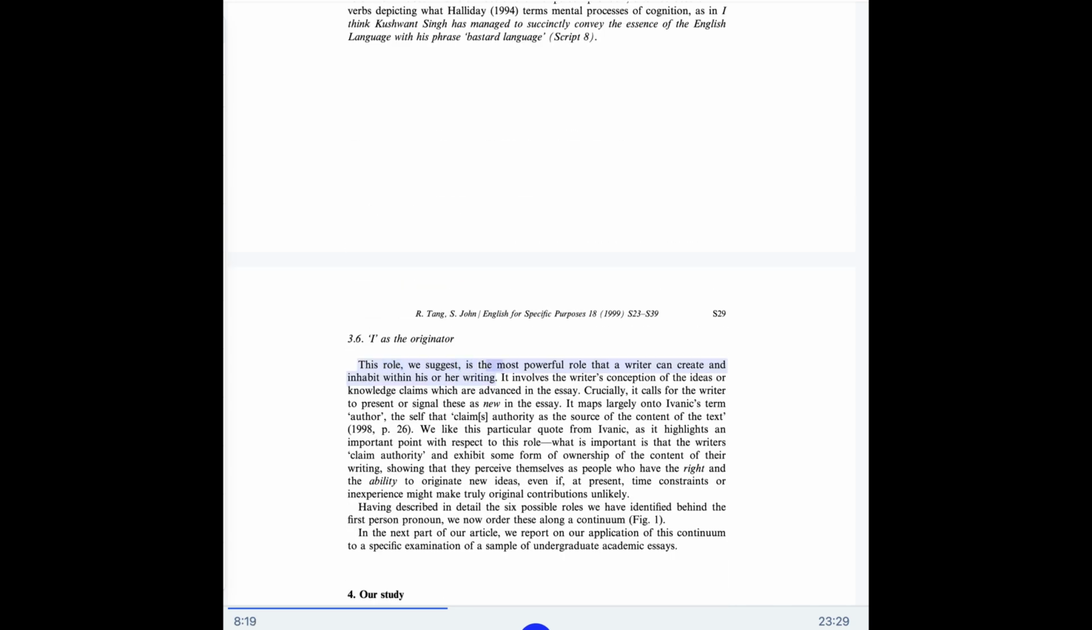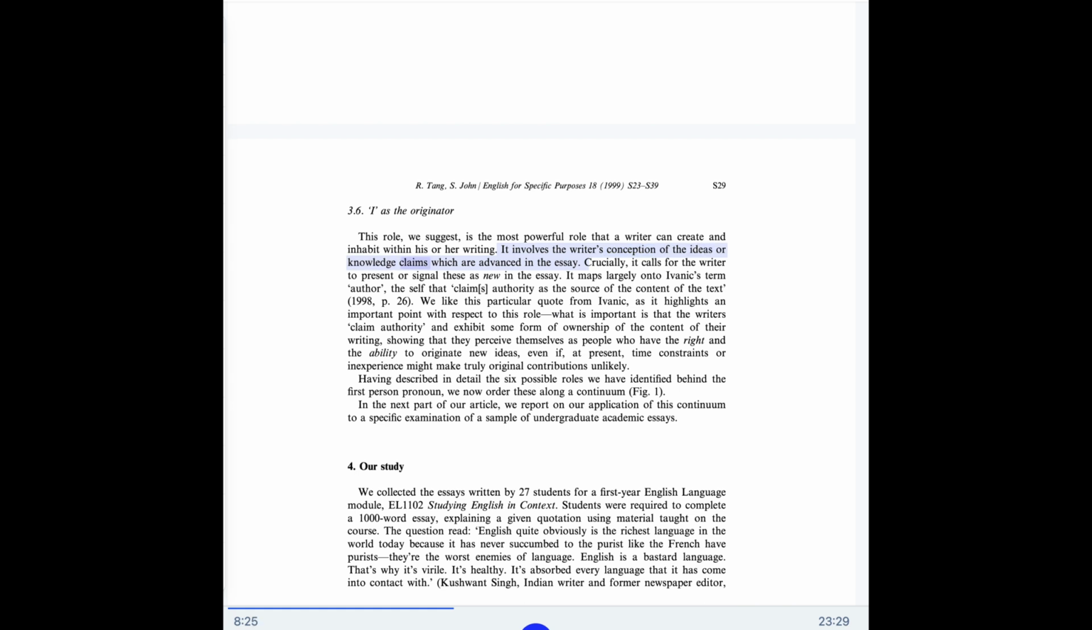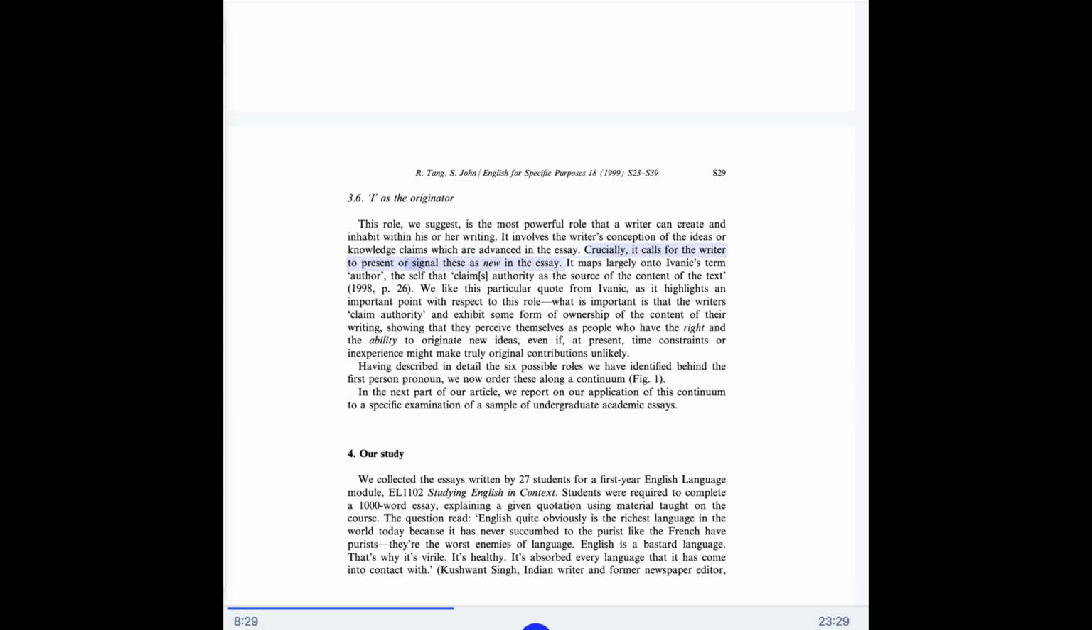This role, we suggest, is the most powerful role that a writer can create and inhabit within his or her writing. It involves the writer's conception of the ideas or knowledge claims which are advanced in the essay. Crucially, it calls for the writer to present or signal these as new in the essay.